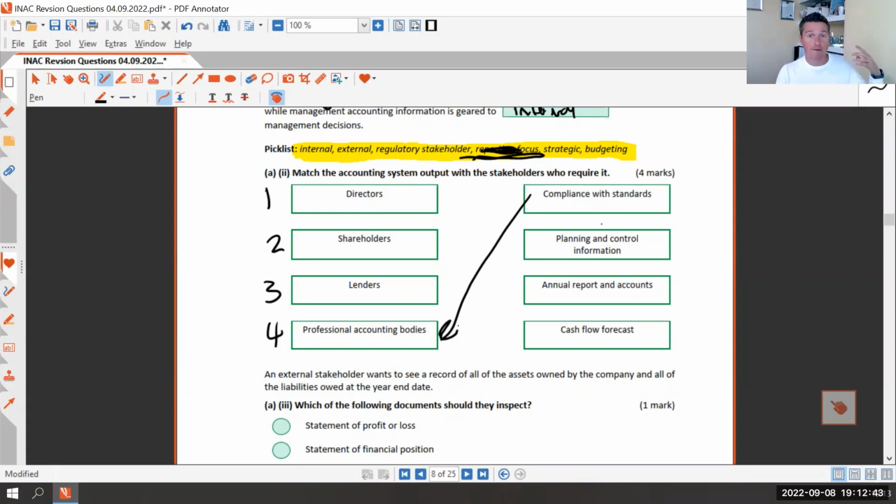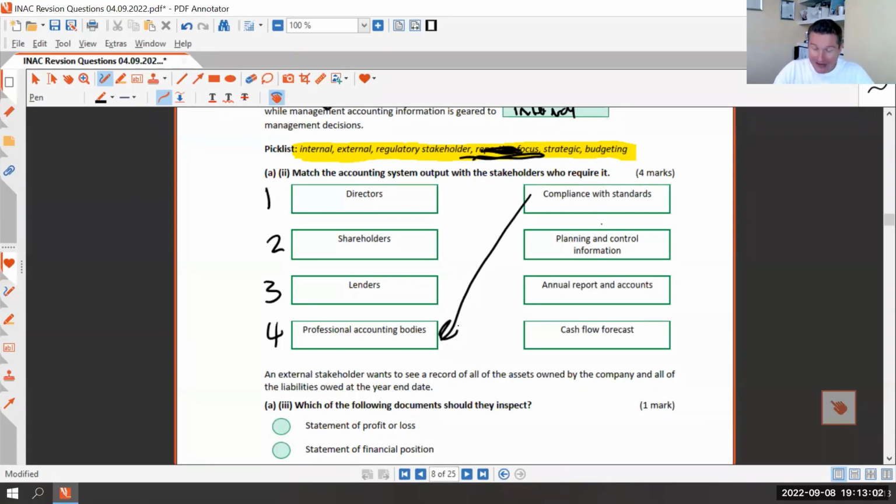So that's looking at a file that you are, or a set of accounts you're working on currently, that's a hot file, or a cold file is accounts that you've previously done, and they check that you did them right. So the professional bodies, your regulatory body, will come in and check that you're complying with the standards.